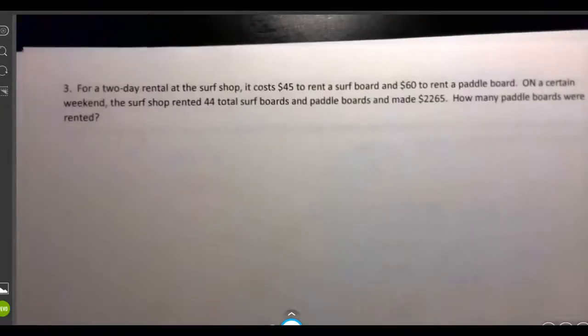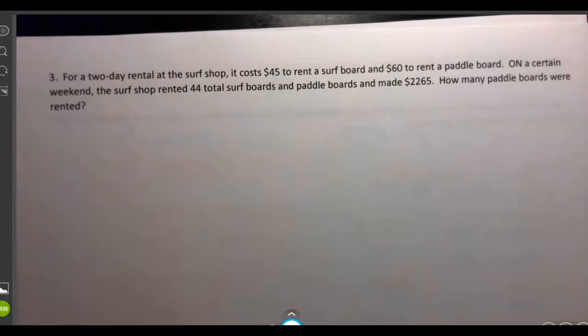Okay. For a 2-day rental, it costs $45 to rent a surfboard and $60 to rent a paddleboard. On a certain weekend, the surf shop rented 44 total surfboards and paddleboards and made $2,265.